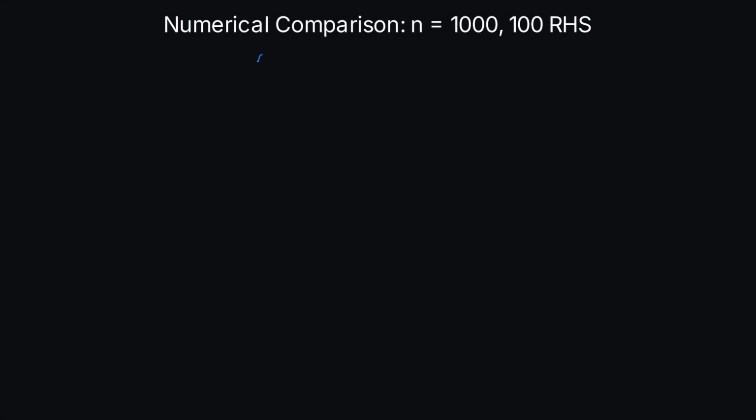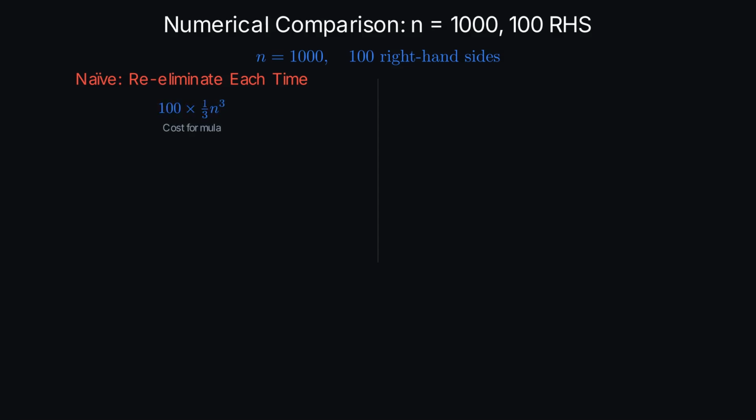Now let's see the payoff. Take n equals 1,000 with 100 right-hand sides to solve. First, the naive approach. Run full Gaussian elimination separately for each right-hand side. That's 100 times 1/3 n cubed. 1/3 times 1000 cubed is 1/3 times 10 to the 9th, which is about 333 million. Multiply by 100, and you get 33.3 billion total operations.